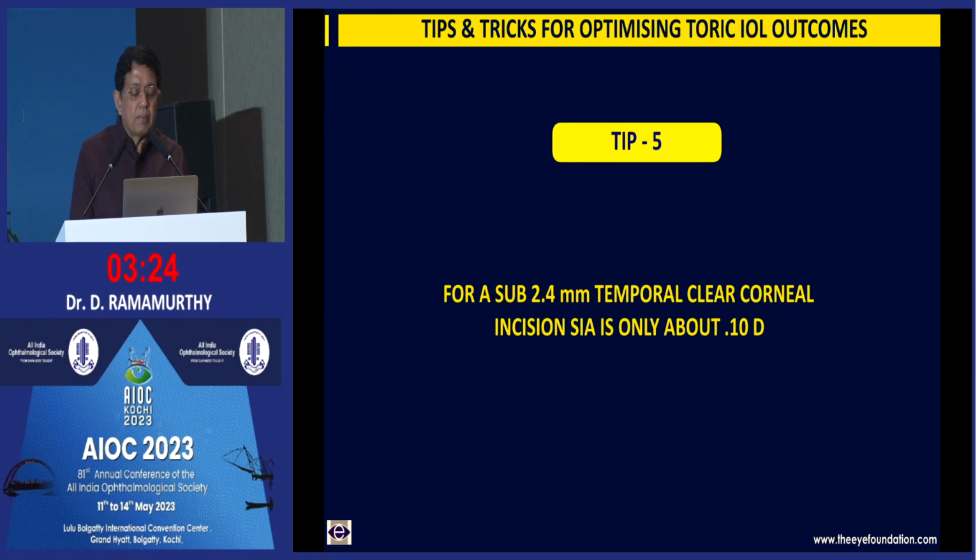Another very important point you need to understand is that for a sub 2.4 millimeter temporal clear corneal incision, which is my normal incision, the surgically induced astigmatism, the SIA, is just about 0.1 diopters. I used the Hill calculator, and for a long time I used to believe that my incisions are creating an astigmatism of 0.44 diopters, and I used to incorporate that, and that may be one of the reasons for the suboptimal outcomes I used to have.